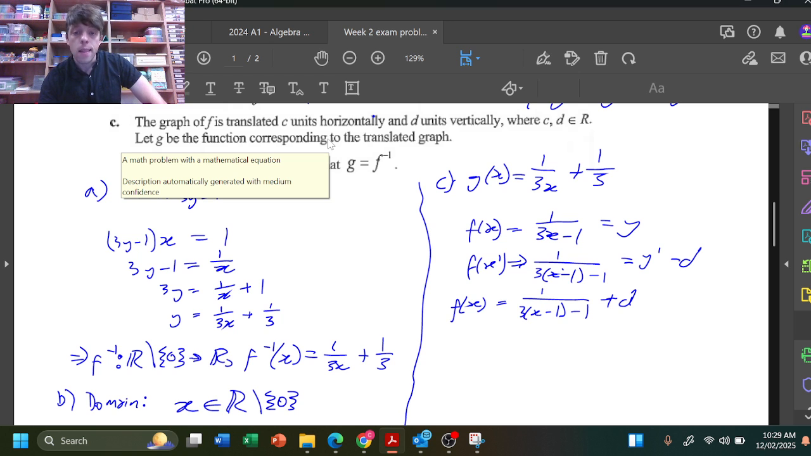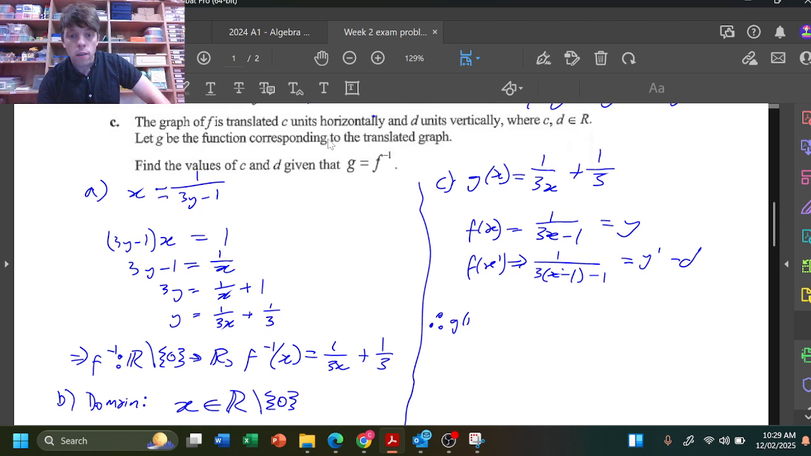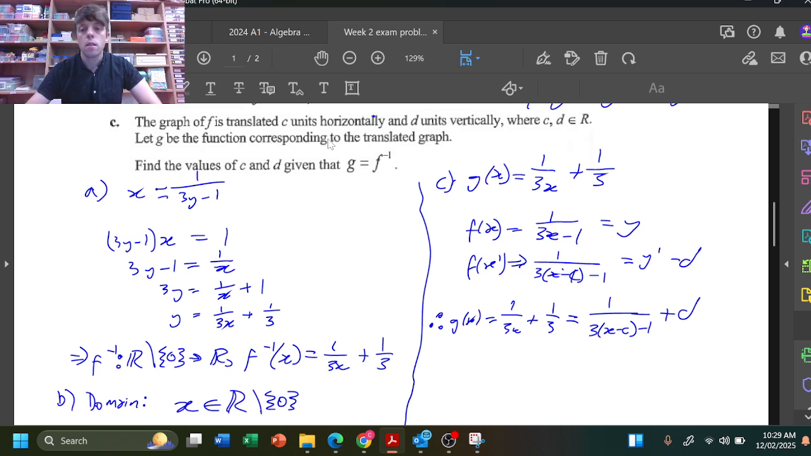Okay, so what we're saying is that this thing here, after these transformations, so I guess it's not really f of x, is it? It's kind of the new equation. That is actually the exact same thing as g of x. So therefore, we have that g of x is equal to, because that's what we've been told in the question, g is the function corresponding to the translated graph, and it's also equal to the inverse. So g of x is equal to the inverse, 1 over 3x plus 1 over 3, and it's also equal to this translated graph. So that means it's equal to, so that should be a c, 1 over 3 of x minus c minus 1 plus d, right?